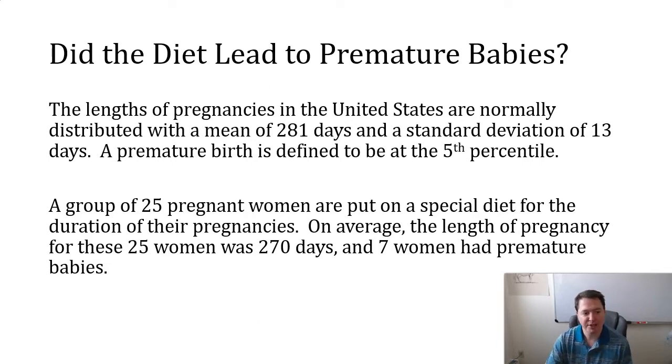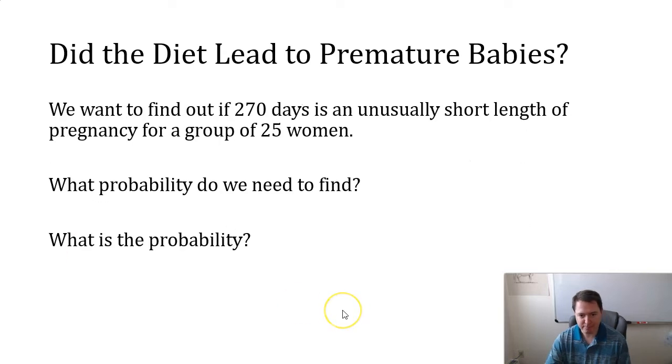Okay, so we want to find out if 270 days is an unusually short length of pregnancy for this group of 25 women. The question is, what probability do we need to find? Well, let's think about this for a second. We might immediately jump to the probability of getting an average of 270 days for the length of pregnancy here. But what we're actually checking is whether 270 days is an unusually short length of pregnancy.